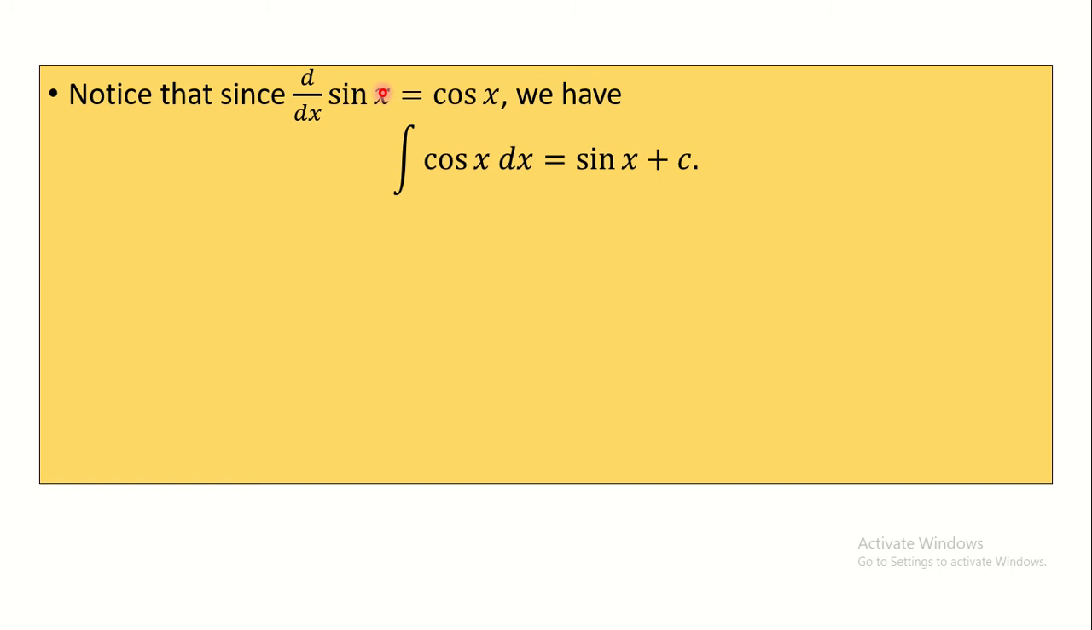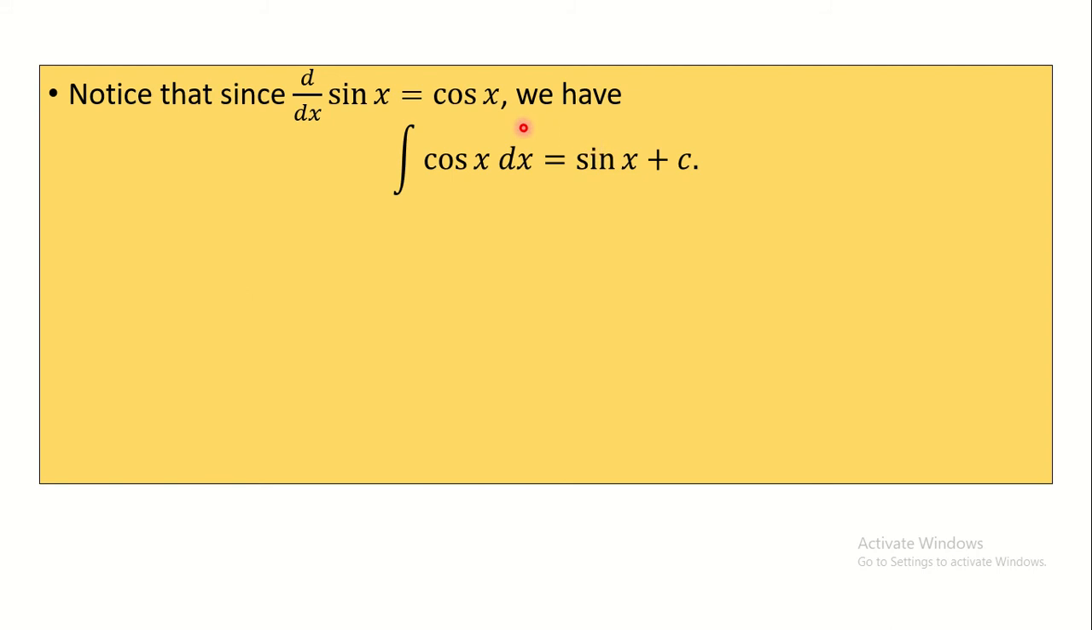So what can you observe? As you can see, the derivative of sine x is cosine x, and the indefinite integral of cosine x is sine x. So it just proves that for every differentiation formula, there is a corresponding integration formula.